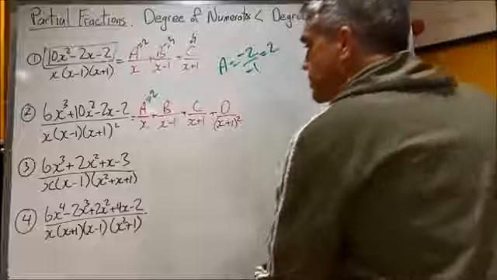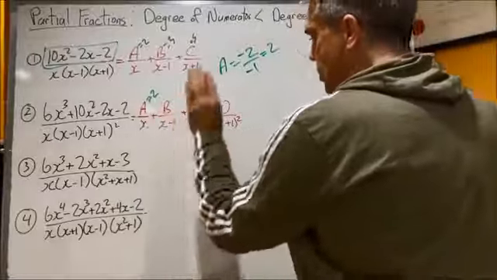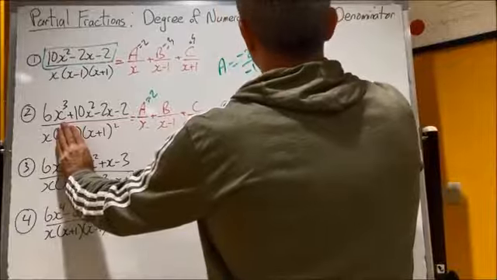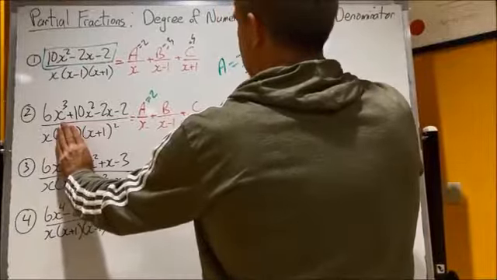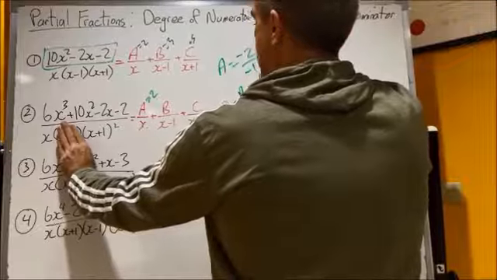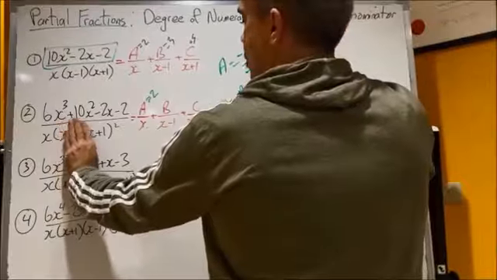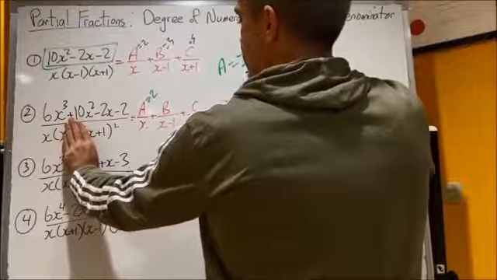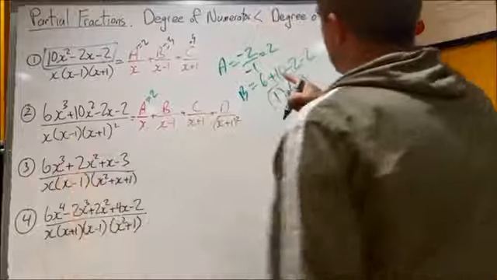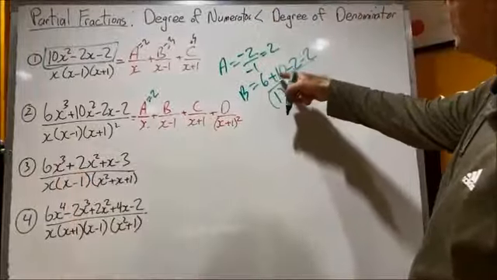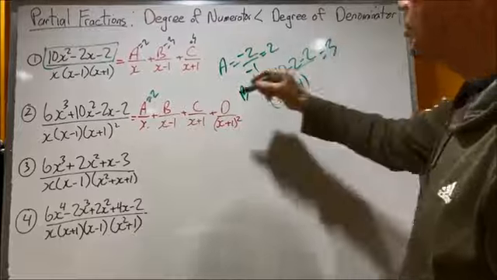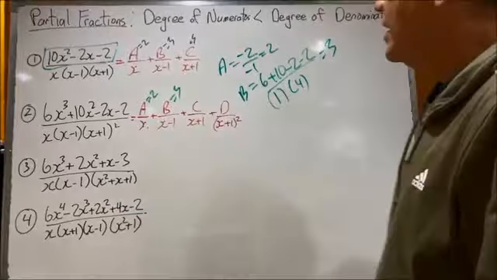Do the same thing with B. X minus 1. So we're going to put in X equals 1. Remember, we're covering this now. So for B now, we're putting in X equals 1, right? So we're going to get 6 plus 10 minus 2 over 1 and 1 plus 1 is 2, 2 squared is 4. So we're going to get 16 minus 4, that's 12, 12 divided by 4, that's 3, or B equals 3.